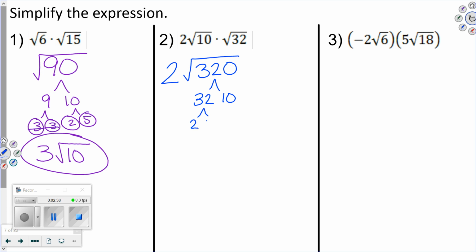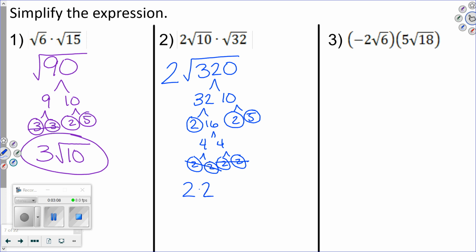All right, 32 is 2 and 16, 4 and 4, 2 and 2, 2 and 2. 10 is 2 and 5. Again, does it matter how you break down your radicals? No, doesn't matter. You end up in the same spot. All right, looking for pairs. I got a pair of 2s, comes out as a 2. There's another pair of 2s, comes out as a 2. I have another pair of 2s, comes out as a 2. I have a leftover 5, leftovers in the fridge.